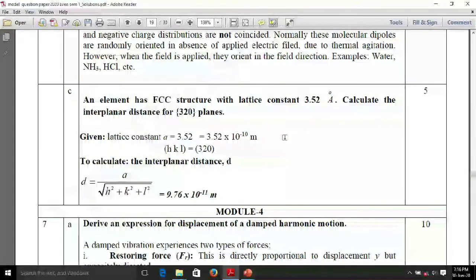And a problem again. For an FCC structure, the lattice constant is given. Calculate the interplanar distance. So only d has to be calculated. Very simple problem. Sometimes such simple problems will be given, but in some other cases, the complexity level will be higher.